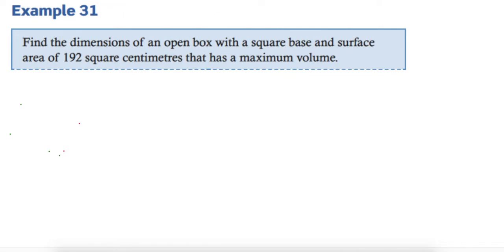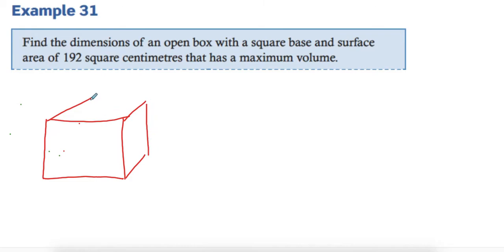Okay, so here's our second problem. Same ideas as before, but this time it's in 3 dimensions. We've got an open box with a square base. Square base is really important because that means that it's going to be x squared in there. So we do a quick sketch.